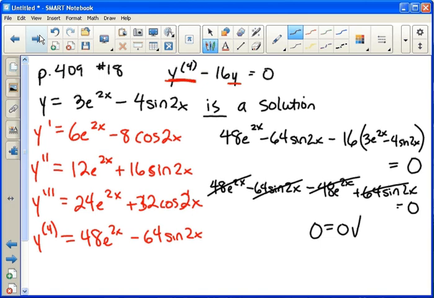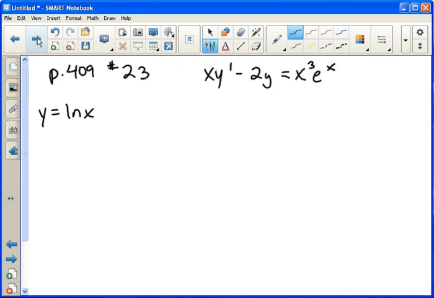Okay, one more example with verifying differential equations. And again, if you have the sheet I gave you in class, this is from page 409, number 23. Notice this differential equation, xy prime minus 2y equals x cubed e to the x, has some x's in it. Okay, those you just leave alone. Just like the ones we were doing before, you're only going to be plugging in for y and derivatives of y, whether that's the first or second or third or fourth or whatever. So you leave the x's just like they are, and you just plug in for the y and the y prime in this case.